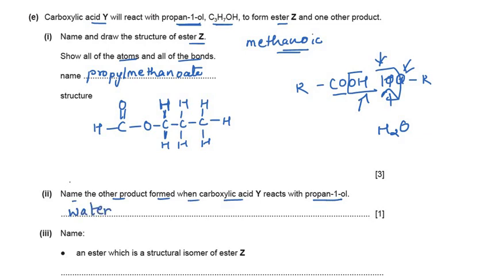Now if they have said name the other product, we are supposed to write water, and we can't just end up writing the symbol H2O. That's not allowed because it's asking for the name.